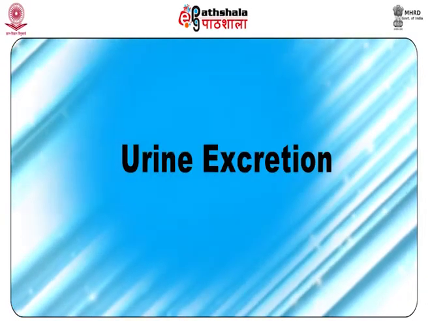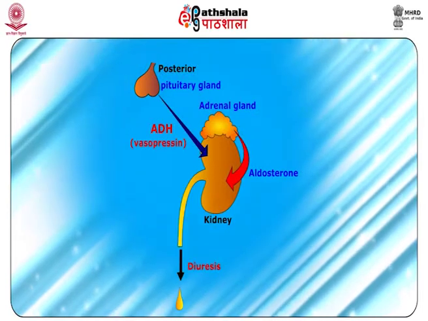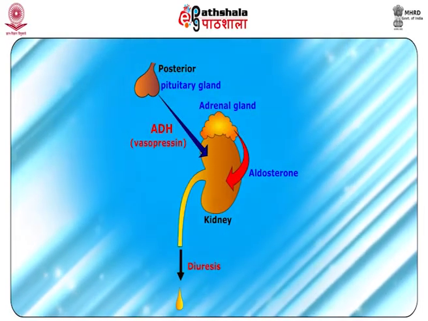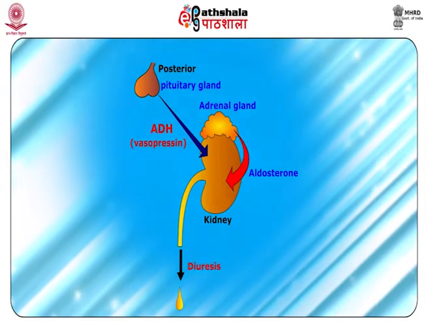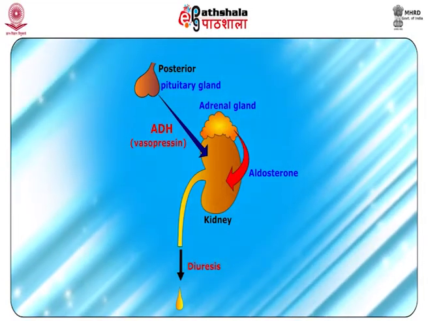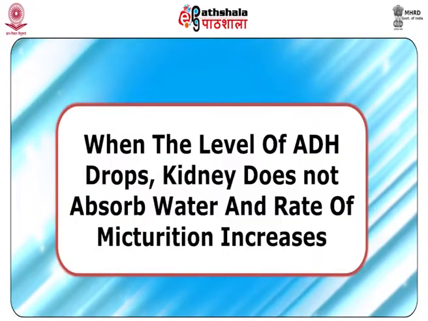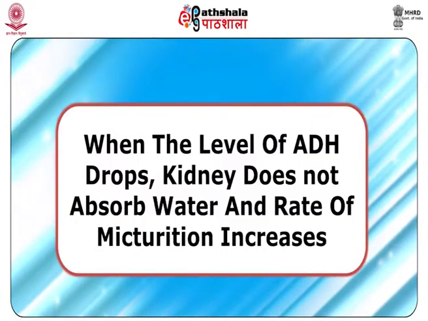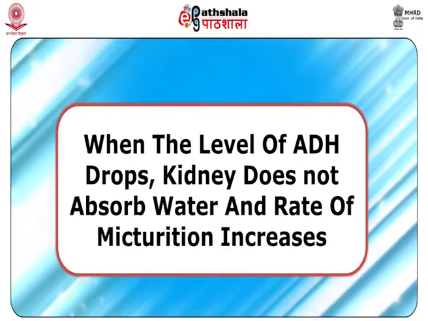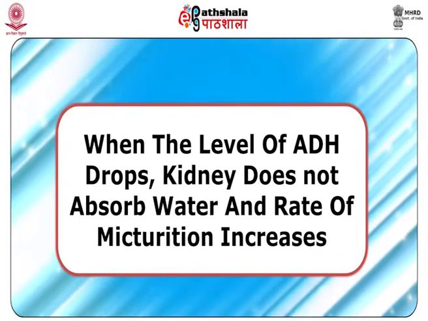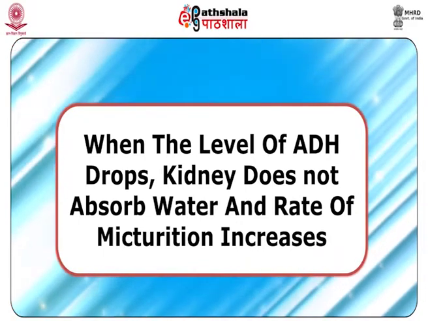Next is urine excretion. Alcohol inhibits the action of the pituitary and thus reduces the production of antidiuretic hormone, or ADH. When the level of ADH drops, the kidney does not absorb as much water. Consequently, the rate of micturition increases.